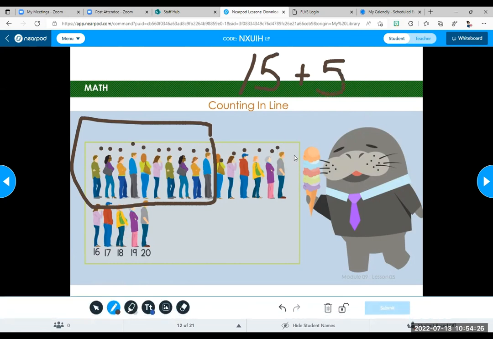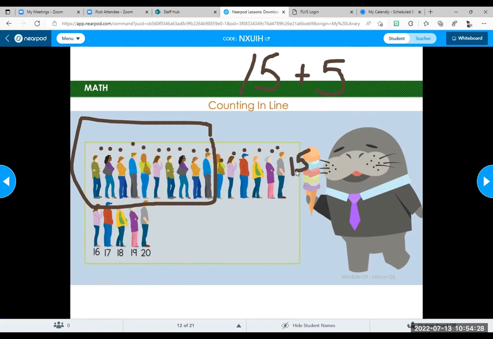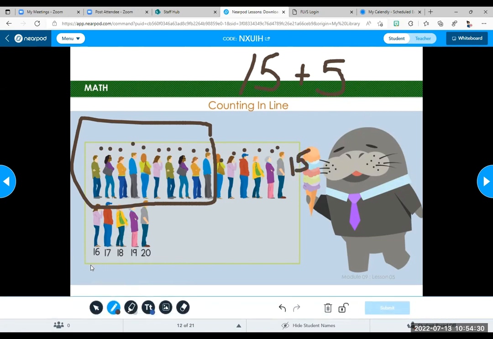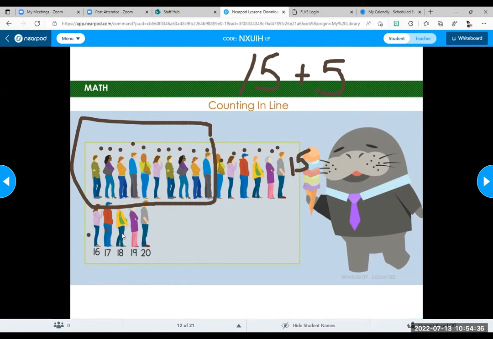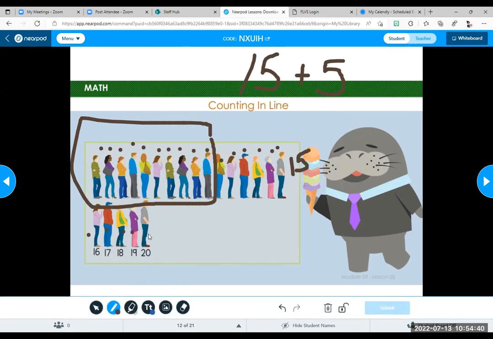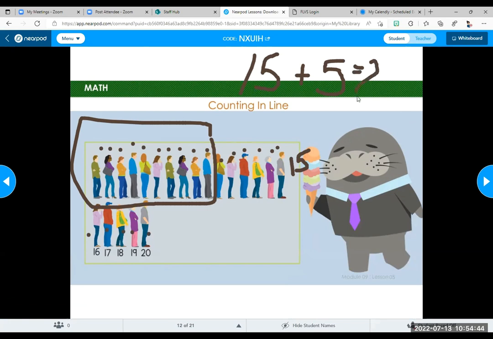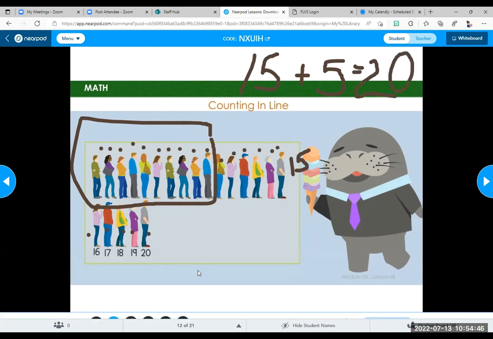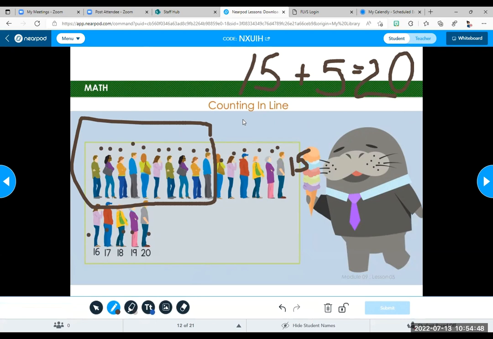So 15. This is 15. And we can start anywhere. 15 and then just keep going. 16, 17, 18, 19, 20. Very good. So 15 plus 5 more equals 20. That's our equation, because you'll need to learn how to write equations to add those numbers together.